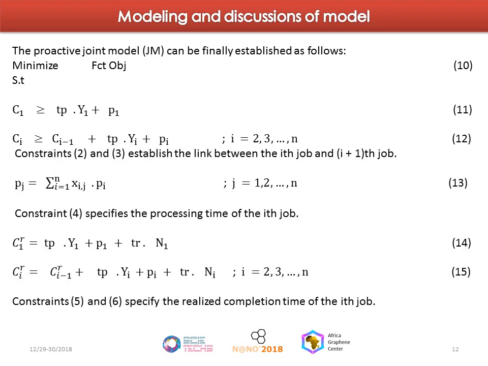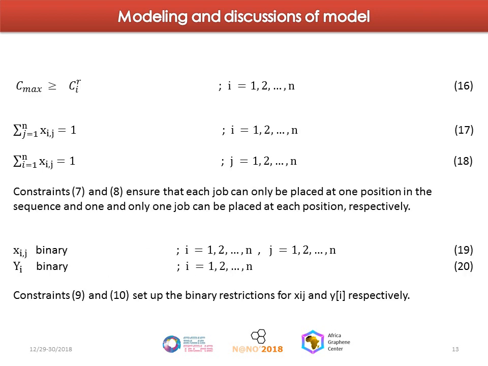Concerning the modeling of this problem, the proactive model can finally be established as follows. The objective function is found in constraint 10. Constraints 11 and 12 establish the link between two jobs. Constraint 13 specifies the processing time of each job. Constraints 14 and 15 specify the realized completion time of each job. Constraints 17 and 18 ensure that each job can only be placed at one position in the sequence, and only one job can be placed at each position respectively. Constraints 19 and 20 set up the binary restriction for X and Y.